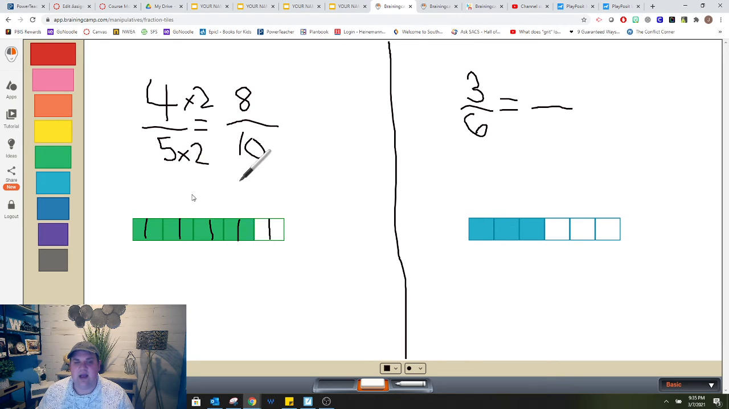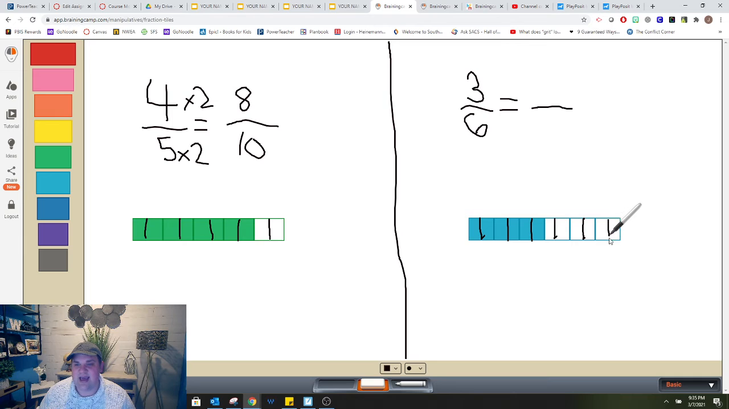Okay, let's check. Well, over here I partitioned them in half. I'm going to do the same over here. All of those pieces I'm going to partition into half. And I'm not changing how many are shaded. I'm just changing how many pieces we see.